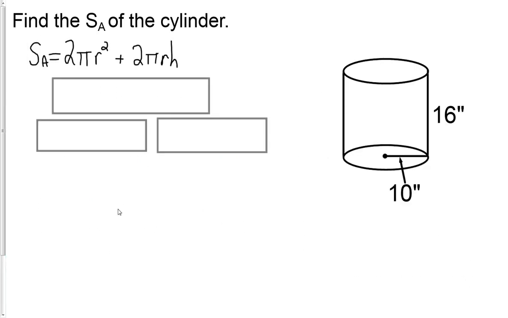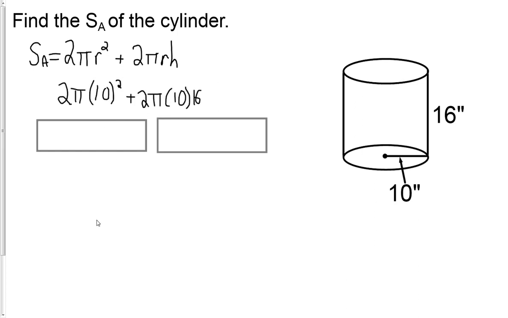So 2 pi r squared plus 2 pi r h. 10 is the radius, 16 is the height. Plugging it in, 2 pi times 10 squared plus 2 pi times 10 times 16. 100 times 2 is 200 pi, 2 times 10 is 20 times 16, 320 pi. So 200 plus 320 gives us 520 pi.